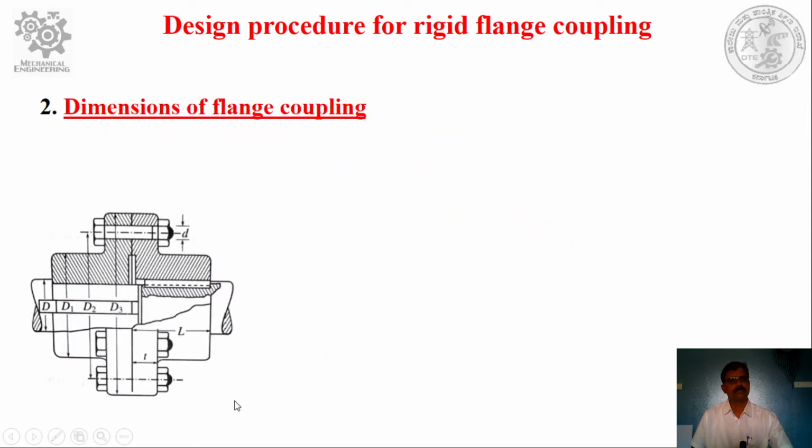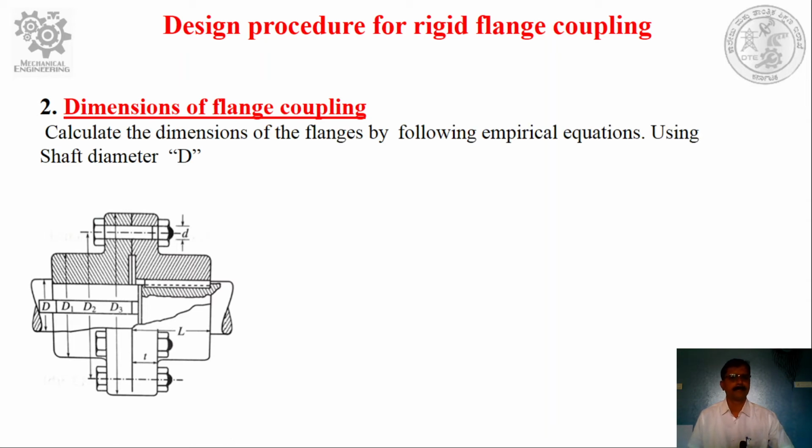Now the dimensions of the flange. Calculate the dimensions of the flange by the following empirical relations using shaft diameter D. First of all, we find the dimensions with the help of empirical equations, and then we check the individual stress in the flange coupling. If the individual stress is less than the allowable stress, then the design is safe under the given condition, that is, the power to be transmitted and the required RPM.